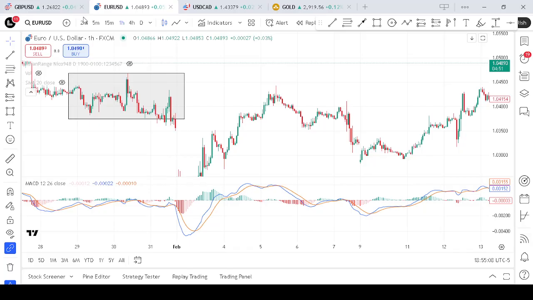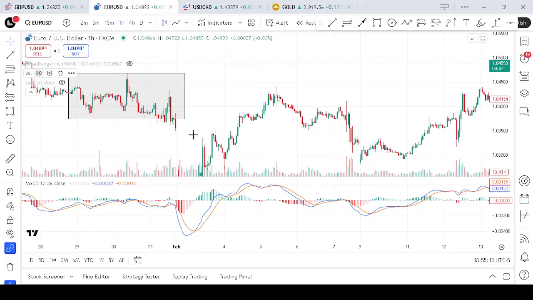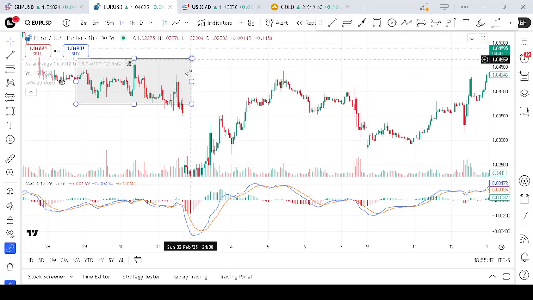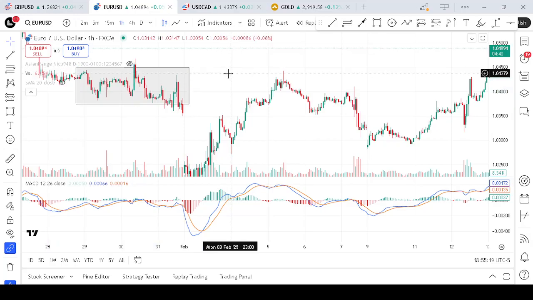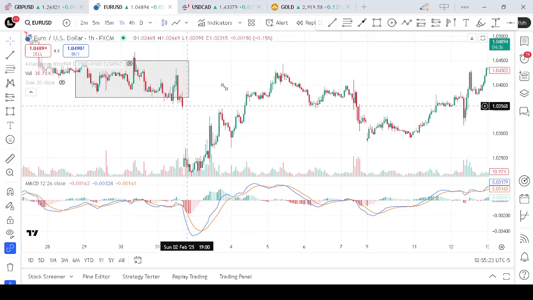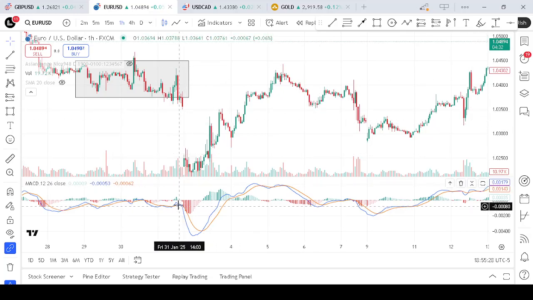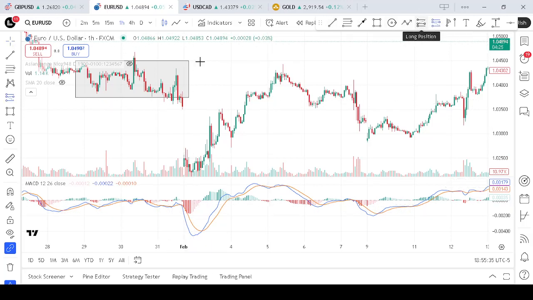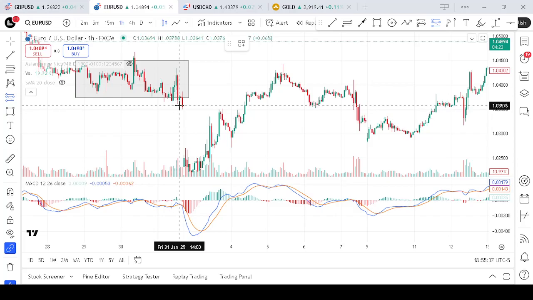Let's look at an example. Let me put my volume indicator. As we can see, this is particularly a range, and we did not know that price was about to break out from here. But when we look at this area, we saw that the MACD line crosses below the signal line. This is a sign that we are expecting lower prices. We can take our trade at this area.